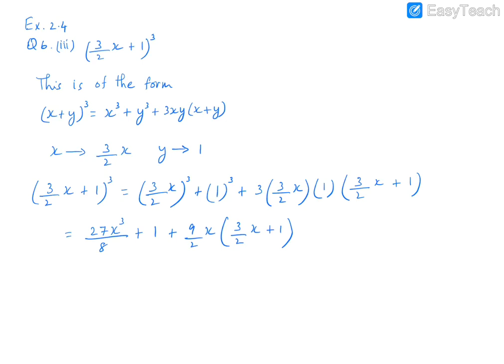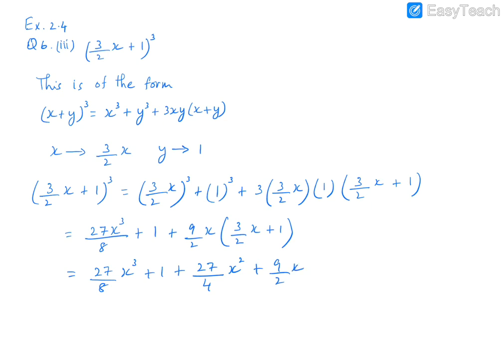Now we can open up that bracket. So we'll have it as 27 by 8x cube plus 1 plus, when we multiply this term with the first term inside the bracket, we have 9 by 2 into 3 by 2. So 9 into 3 is 27, and 2 into 2 is 4, and x into x is x squared. So we'll have 9 3s are 27 divided by 2 into 2 is 4, and x into x is x squared, plus anything multiplied with 1 is itself, so it's 9 by 2 times x.